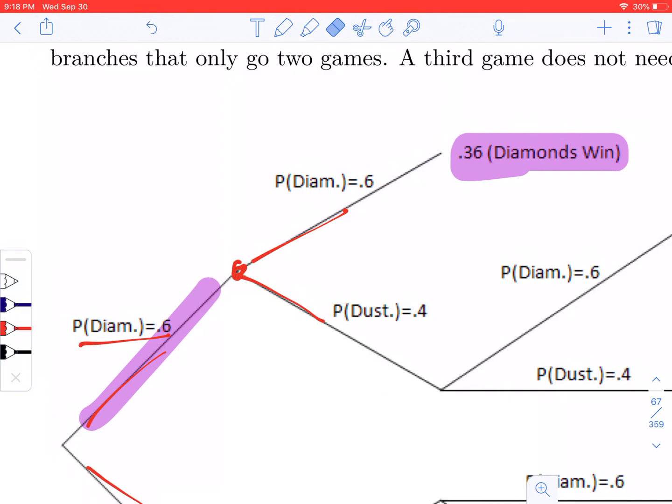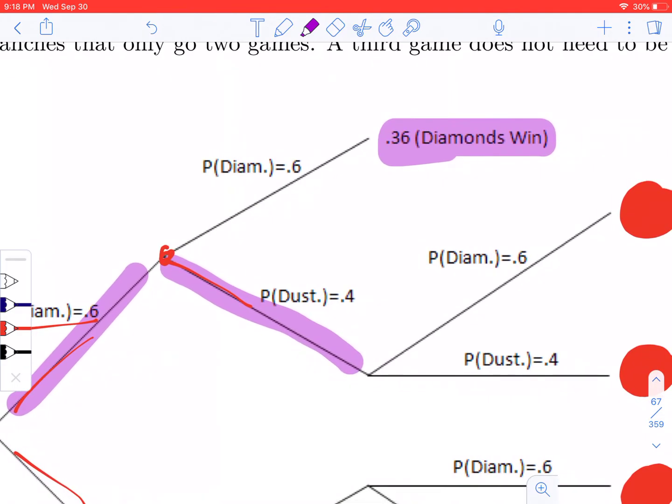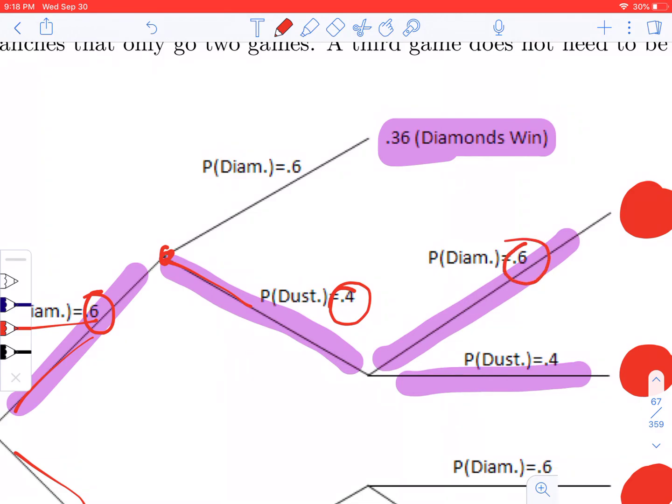Now, let's look at, what is the probability of, let's say, the Dusters winning the second game? Now it's even up. Now we have to play one more game. So the Diamonds and the Dusters will play again. And again, it's a 60-40 split. So this time, I would need to take 0.6 times 0.4 times 0.6. And if I multiply those 3 numbers together, I get 0.144. So that gives us about a 14% chance.